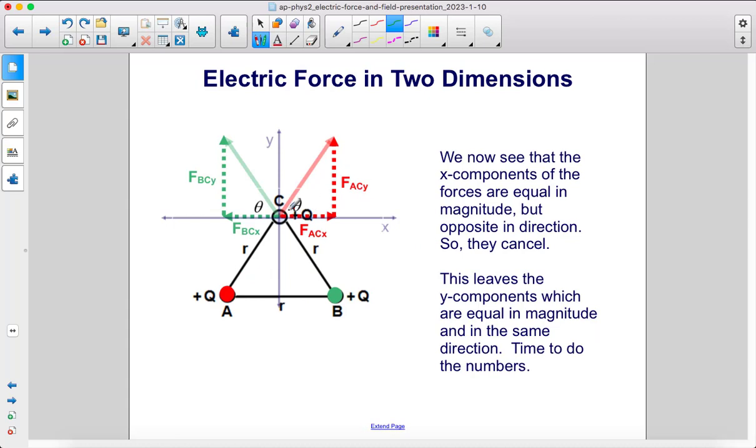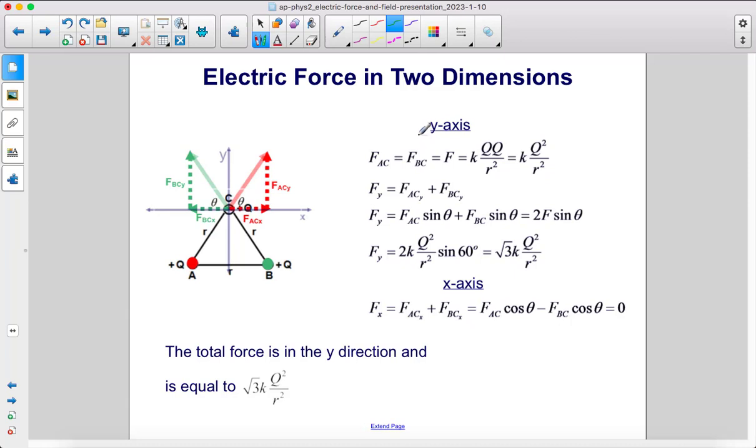We now see that the x components of these forces are equal in magnitude. So this vector here is equal in magnitude to this vector here, but they're in opposite directions. So they're going to cancel out. This leaves the y components, which are equal in magnitude, and they're in the same direction. So we're going to add them together.